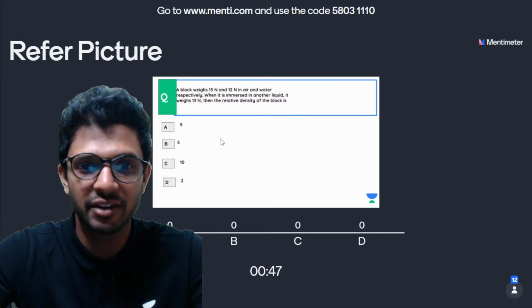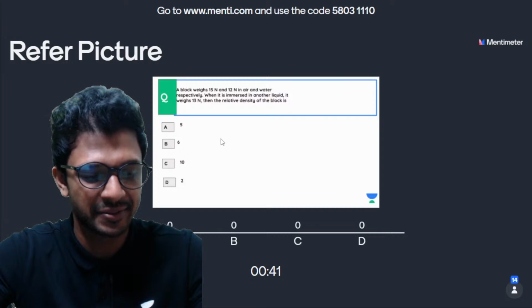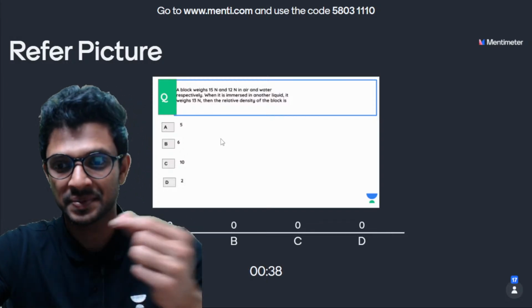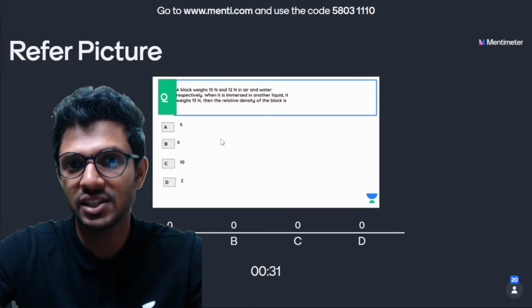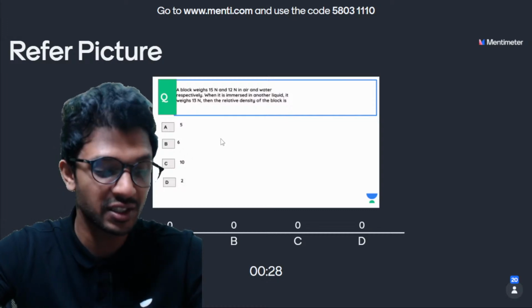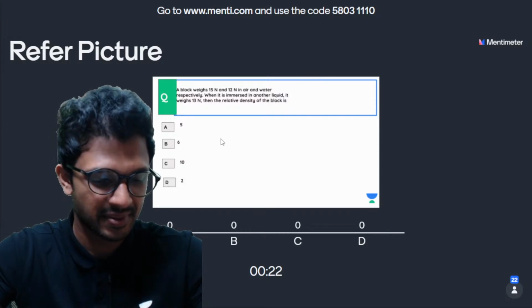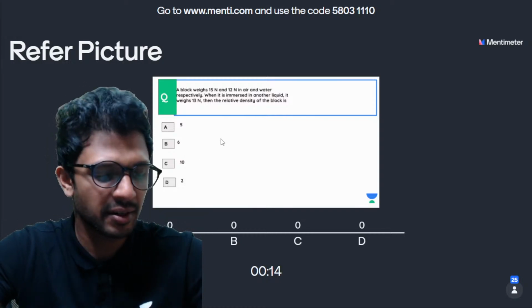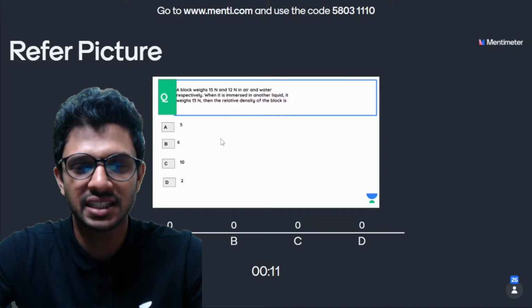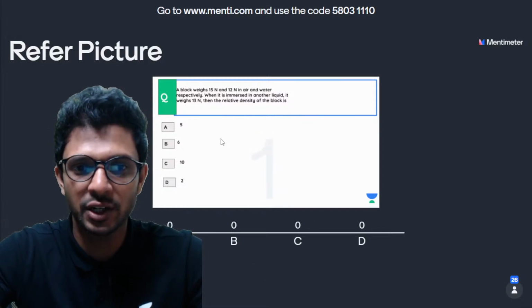This is a very beautiful question, again from the part of buoyant force. Time is running out, so everyone come and join the Menti soon and mark your answers. Code I hope you all can see on the screen, 58031110. Mark your answers, come back to YouTube and start chatting here. I'll look into it, Anthony. If it was marked wrong in the Menti, I'll look into it, definitely, okay.